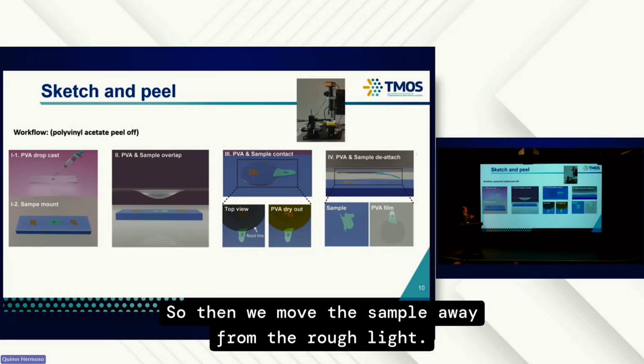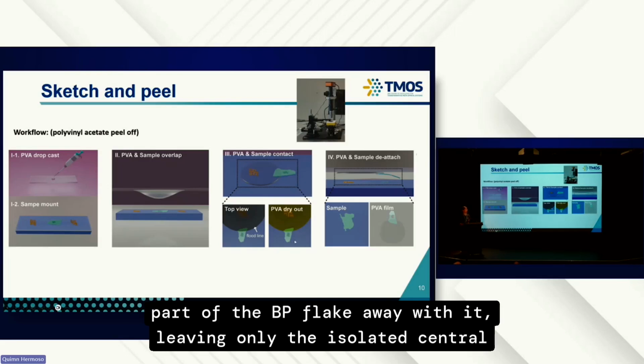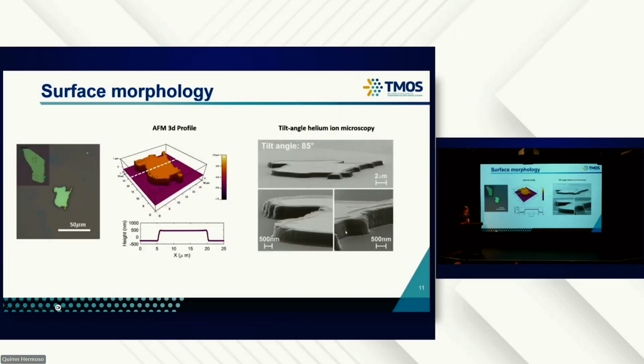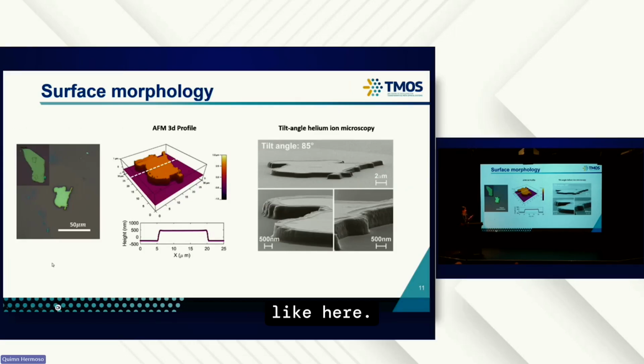So then we move the sample away from the glass slide. The PVA film will be adhesive enough to stick the surrounding part of the BP flake away with it, leaving only the isolated central structure on the substrate. Following this workflow, we get an isolated koala-shaped BP flake, like here.